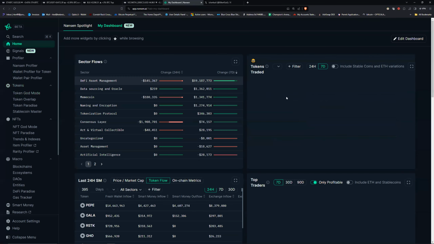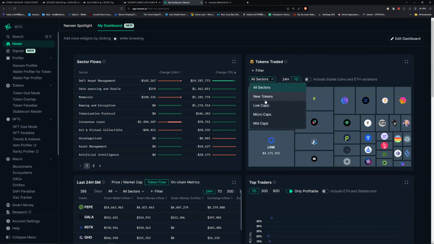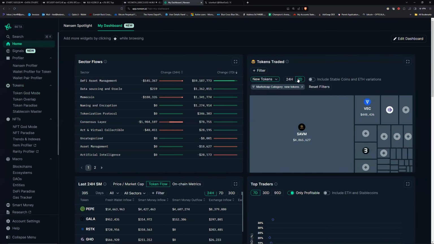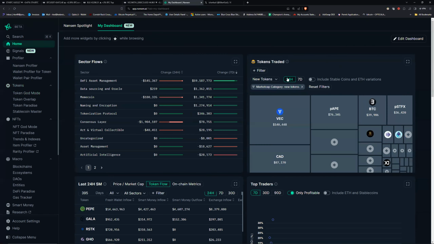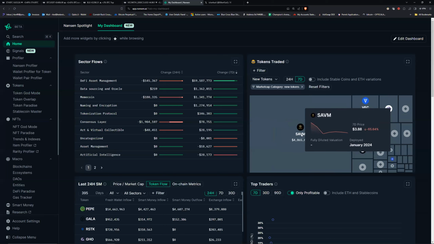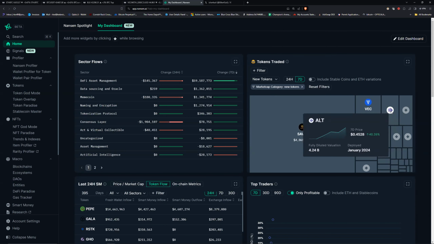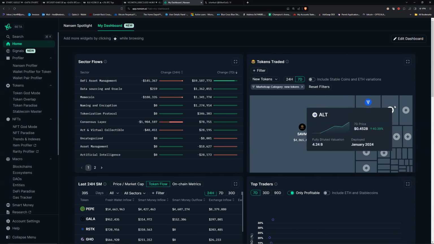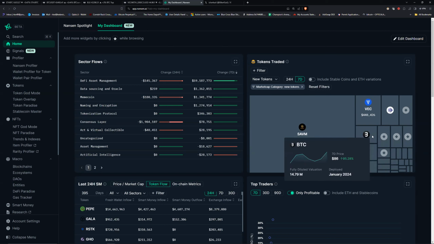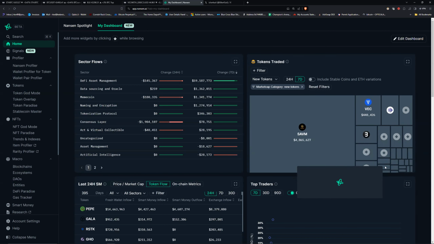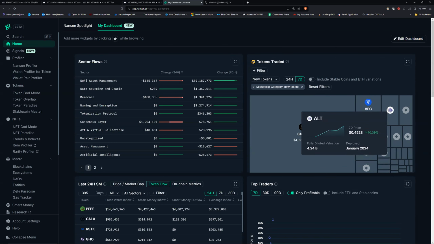All right, dashboard again. I'm just going to go through a few more things. So that was new tokens. I'll look at them one more time. This is new tokens over the last 7 days. Let's see if there's any over the last 24 hours. VEC is number one as far as the traded volume. There's one called CAD. SAVMs, by far, it's had the most volume of the new tokens. Alt has had a lot as well. It's continuing to go up. We actually covered that one a week ago. So if you would have jumped in this one a week ago, you'd make 40%.